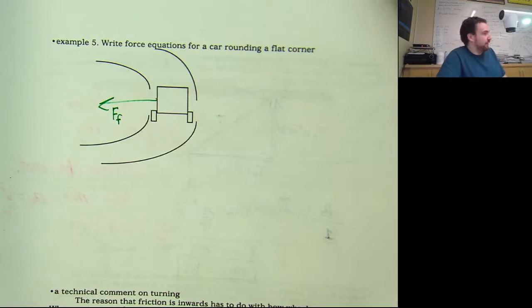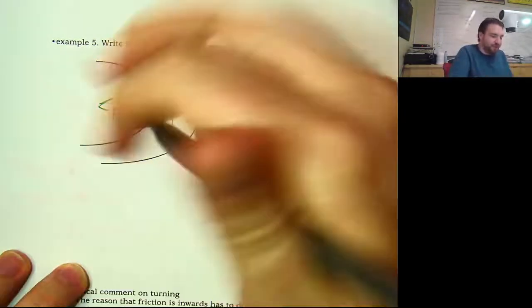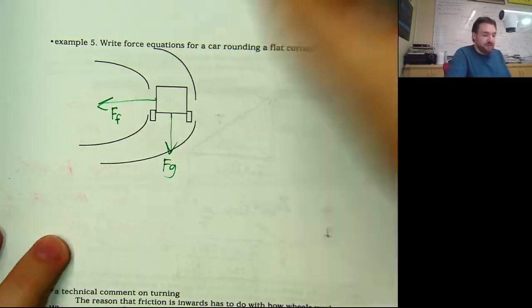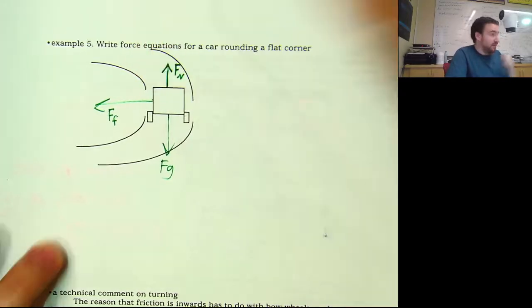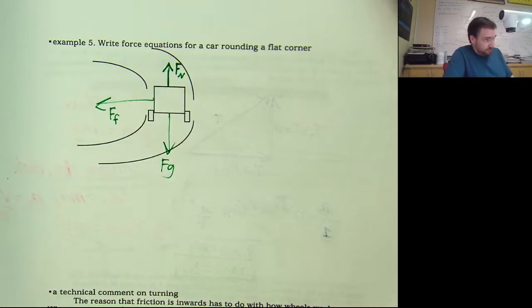What other forces are acting on the car? Gravity down, I guess into the road, and normal force upwards. That is it. There's nothing else acting on our object. That's the force of friction. It's all friction. Friction's moving you forward, friction's moving you in.